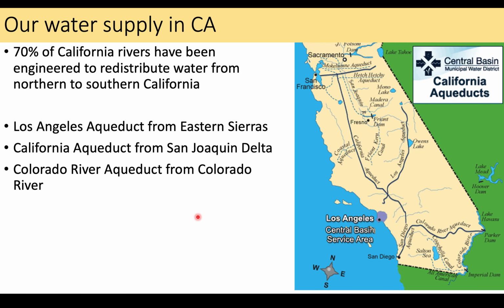So in California, about 70% of all the rivers have been engineered to move water from Northern California to Southern California. So Northern California gets more rain than we do down here. About 70% of rivers actually have been engineered by people and changed so that the water flows to Southern California. So here's a map of all of the aqueducts in California that have been built. Not all of them, but the big ones that have been built to transfer water to Southern California.